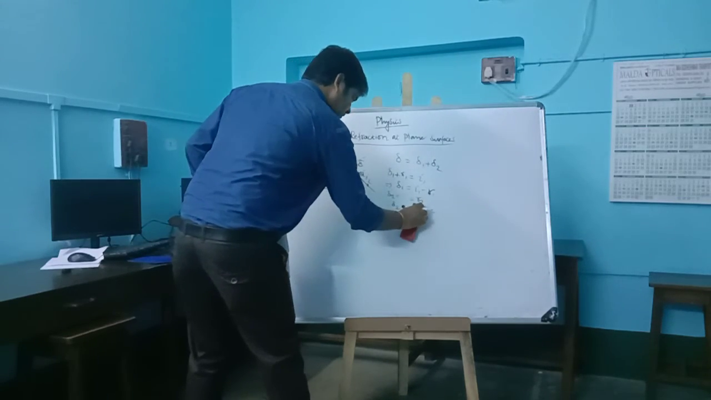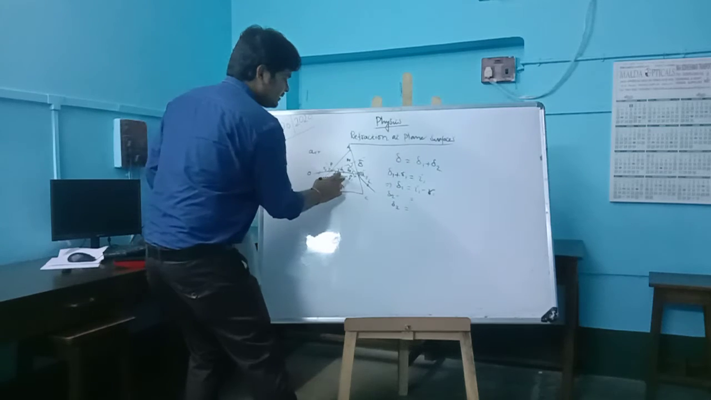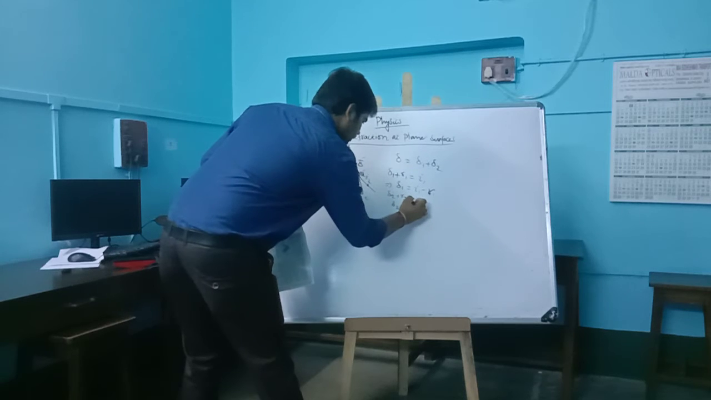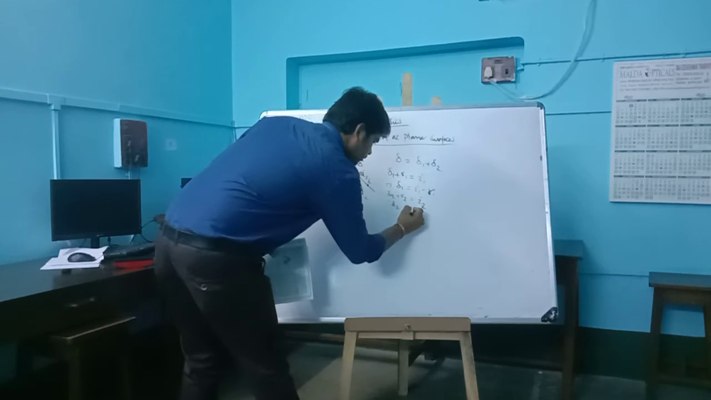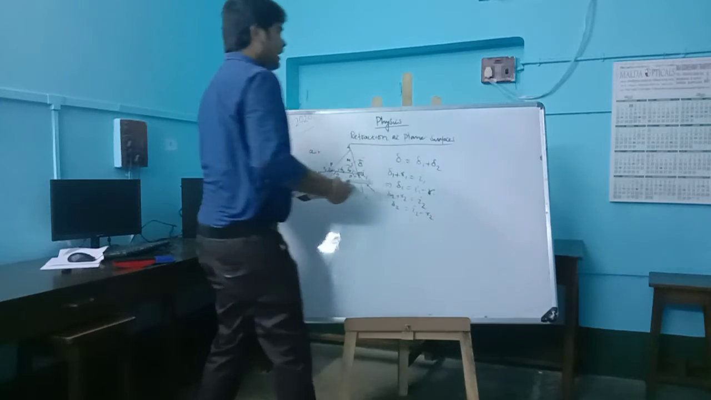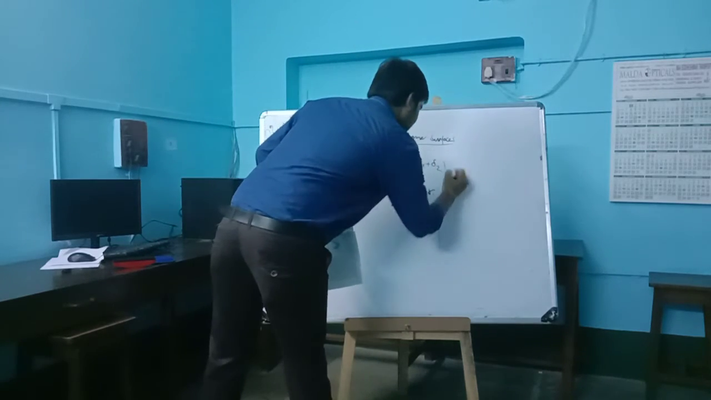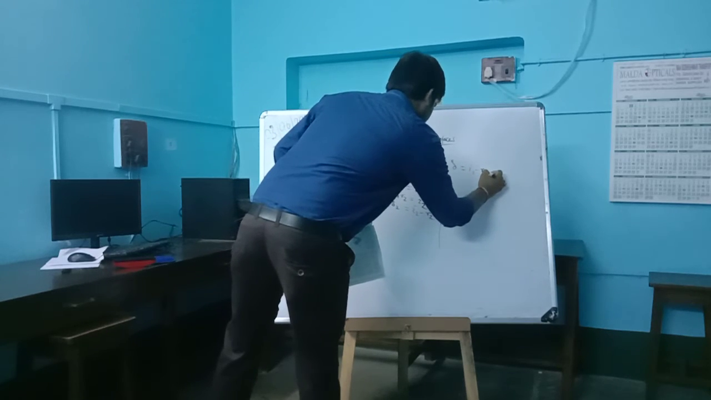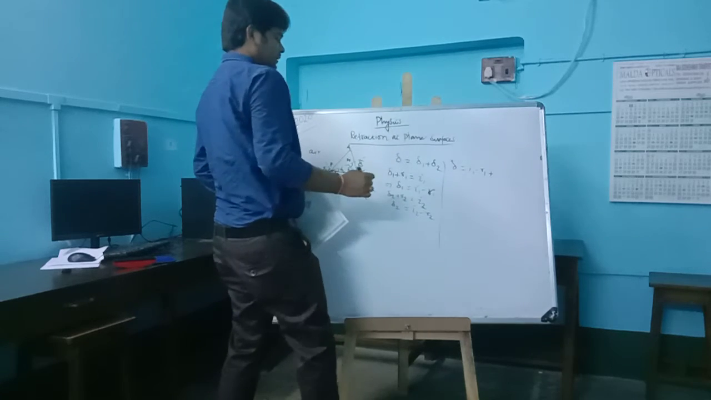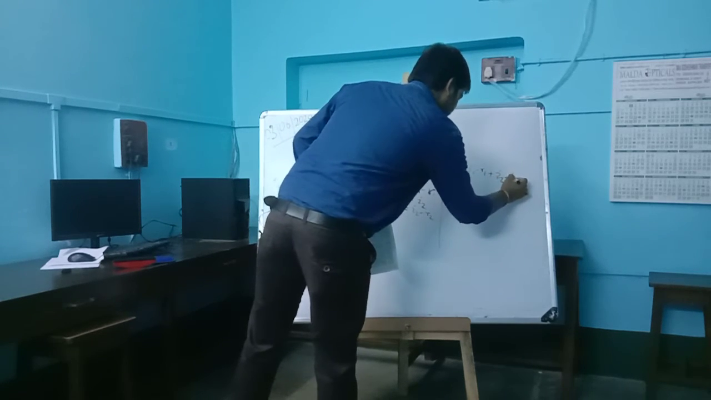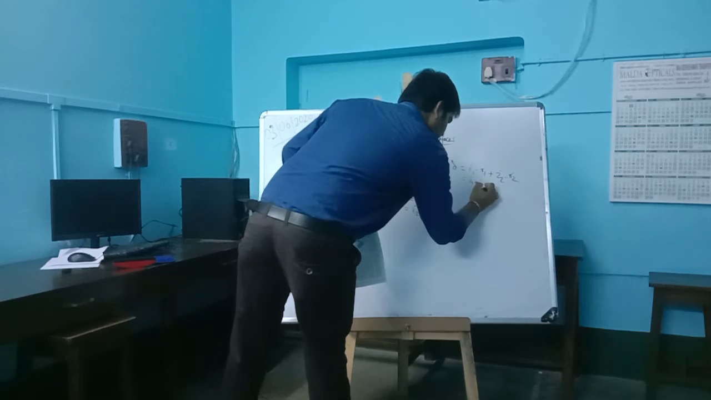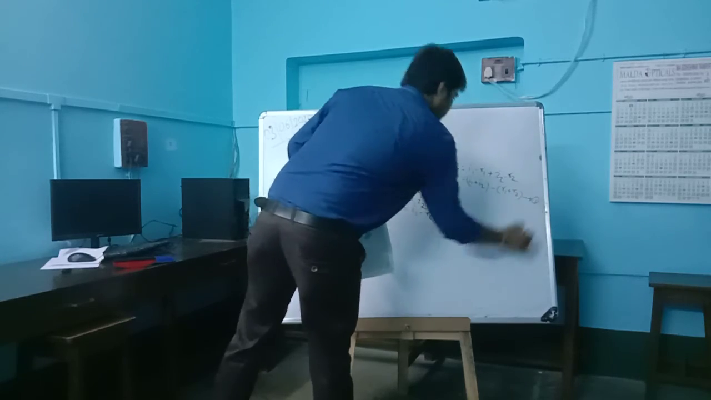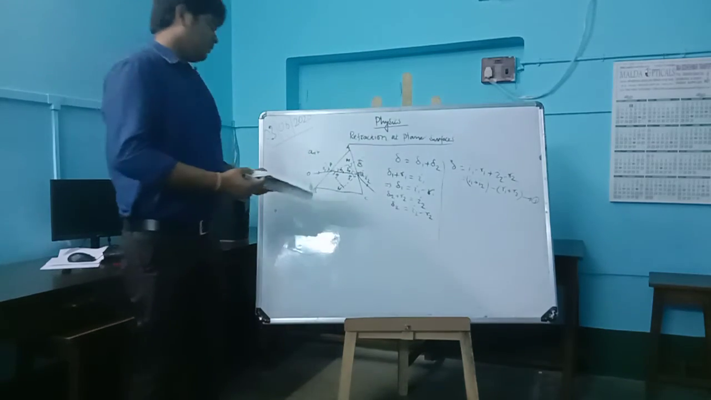Look here, I made a mistake. This is delta 2 and this is R2. R2 is equal to I2, so delta 2 is equal to I2 minus R2. Put the values in this equation. We will get delta is equal to I1 minus R1 plus I2 minus R2, which is I1 plus I2 minus R1 plus R2. This is equation number 1.